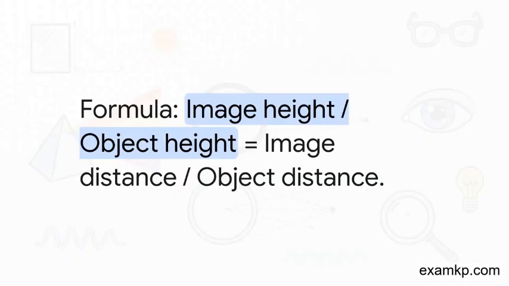Magnification, which we call M, is just a way of saying how much bigger or smaller the image is compared to the actual object. And the formula is super straightforward. Just look at it. Magnification is image height divided by object height, which is also equal to image distance divided by object distance. This is a very simple ratio that your examiners love to test you on.